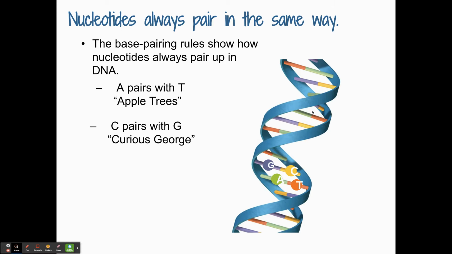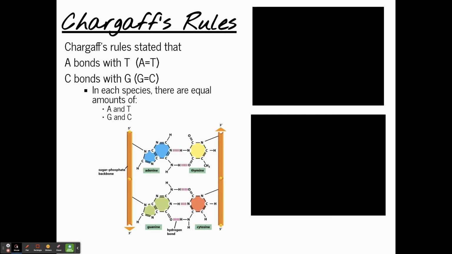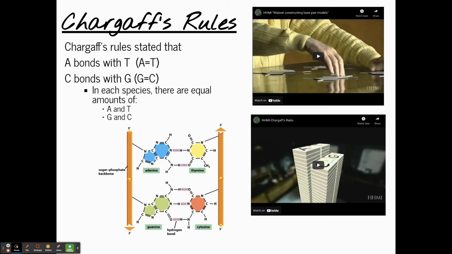Nucleotides always pair in the same way. So the base pair rules show how nucleotides always pair up in DNA. Remember, A pairs with T, or apple trees, and C pairs with G, Curious George, or cars in the garage. All right, Chargaff's rules. Chargaff's rules stated that A bonds with T and C bonds with G. In each species, there is an equal amount of adenines and thymines and guanines and cytosines.